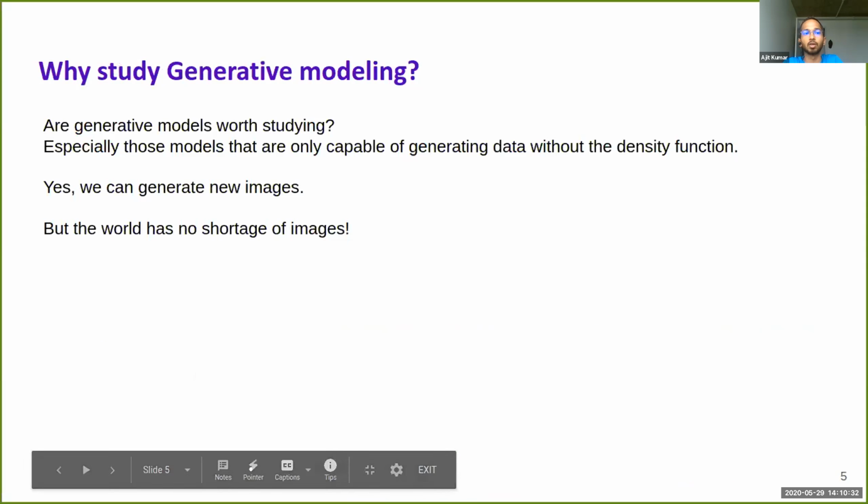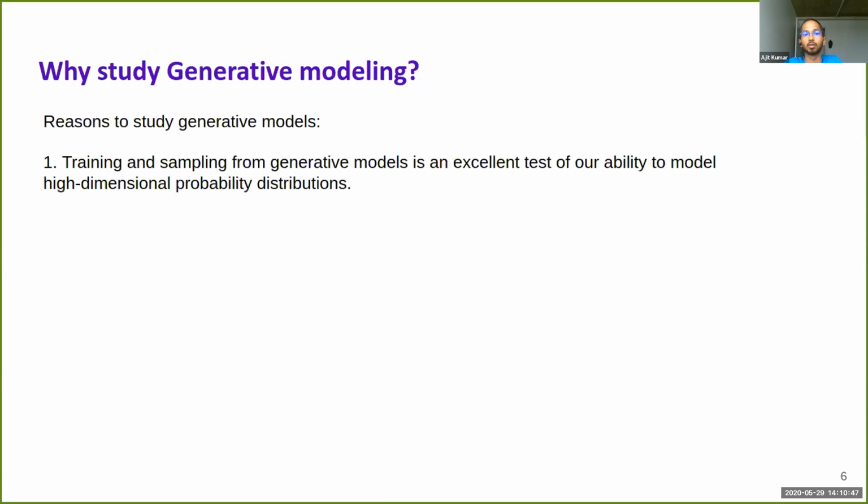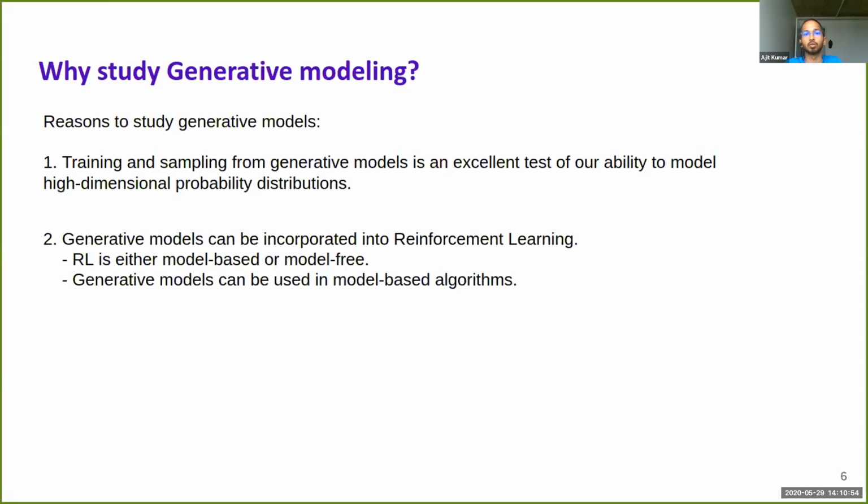So why should we at all study generative modeling? Because it gives us the ability to generate new images, let's say, if you're working with images. But we have lots of images, so why do we need more images? Generative modeling is studied because it gives us the ability to learn probability distributions in a higher dimension. That is one thing. It can also be incorporated in reinforcement learning algorithms, which we will talk about later.